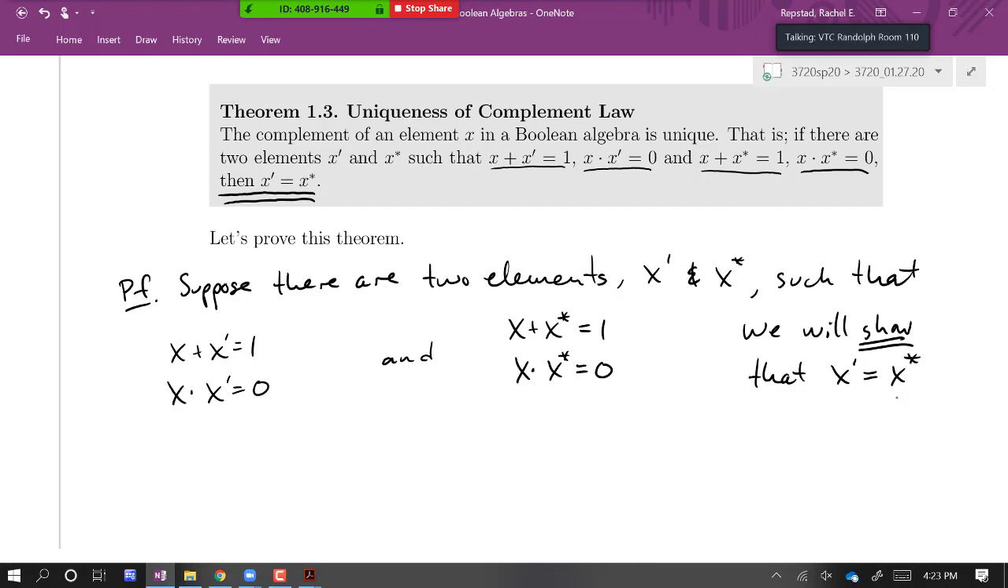So x star and x prime are just there to signify that they're different. We're supposing that we have two elements that satisfy the complement laws. The prime and star are just to differentiate between the two, to make a distinction between the two elements.